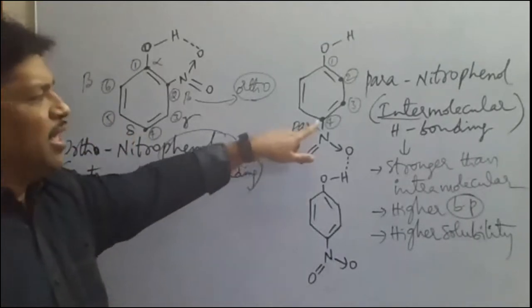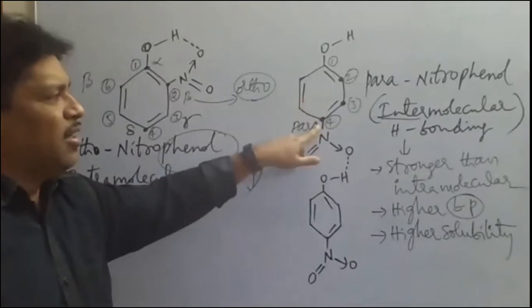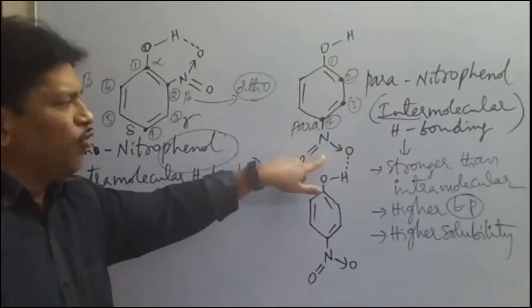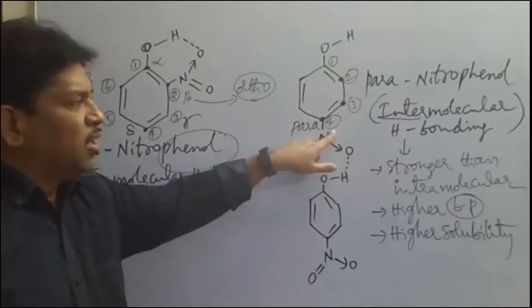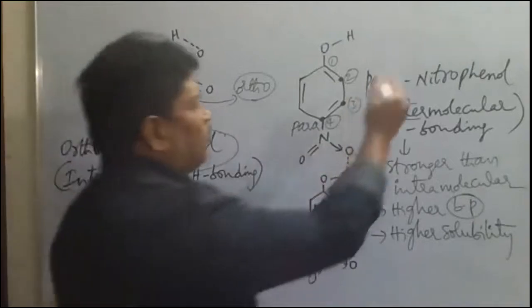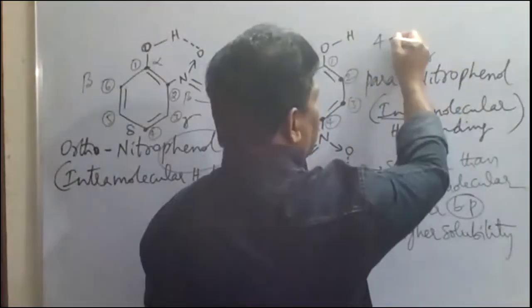But generally we don't use the name delta nitrophenol. We say either para nitrophenol or 4-nitrophenol. So what is another name of this?